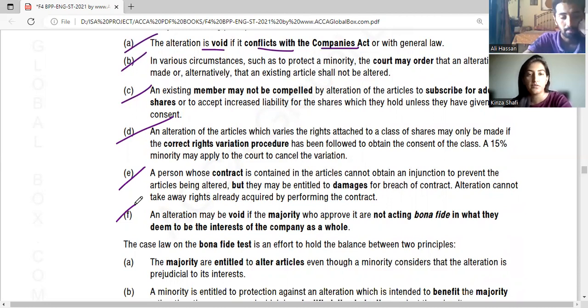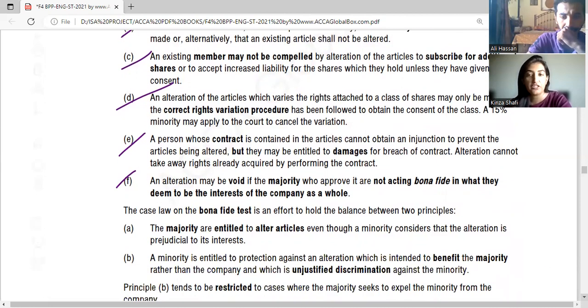A person whose contract is contained in the article cannot obtain an injunction to prevent the article being altered, but they may be entitled to damages for breach of contract. Alteration cannot take away rights already acquired by performing the contract. If the contract is already made and we are just performing the duties, we cannot make the alterations. And on the other hand, if anything goes wrong, the person has to pay the damages.